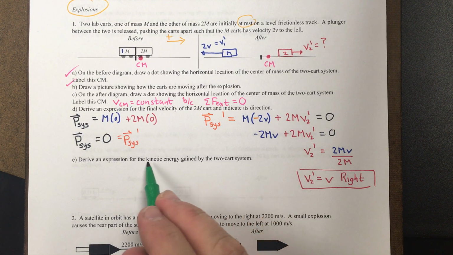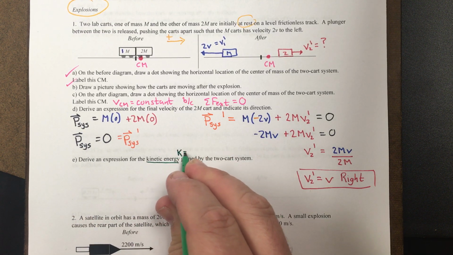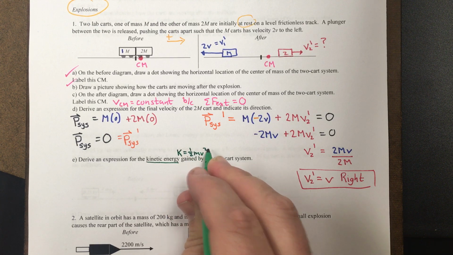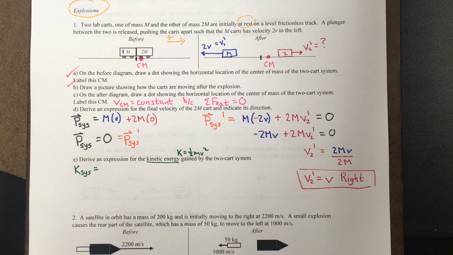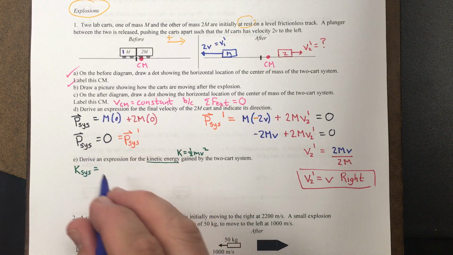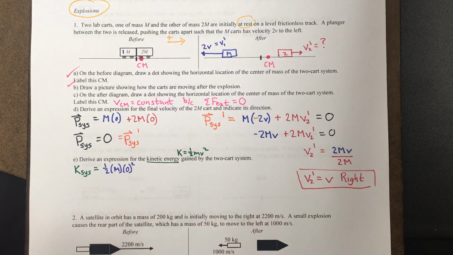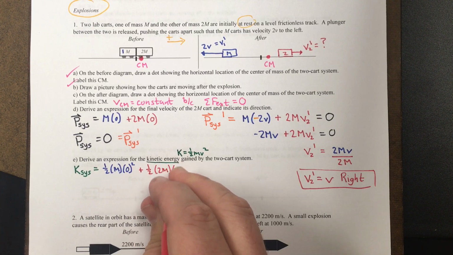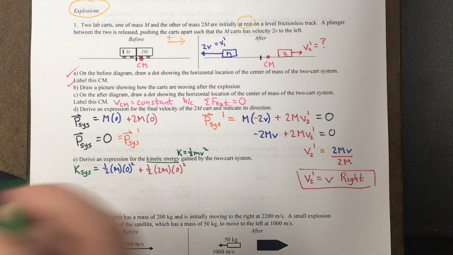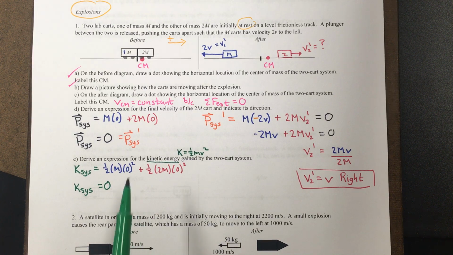The last thing we're asked to do is figure out the kinetic energy gained by this two-cart system. Remember that the equation for kinetic energy is K equals 1/2 mv squared. So to find the kinetic energy of my system, I'm just going to take the kinetic energy of cart 1. So it's 1/2 m times 0 squared, and add it to the kinetic energy of the second one. All right, well, that's really easy. The kinetic energy of this system is initially 0, because neither one of them are moving. 0 and 0 add up to 0.